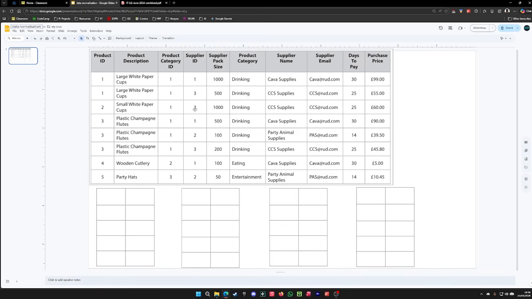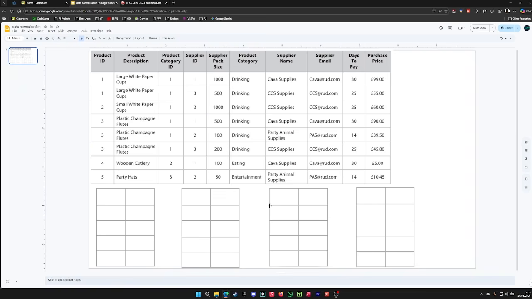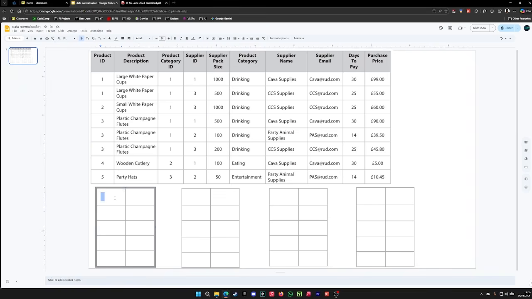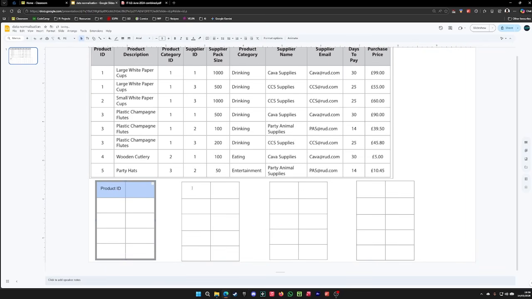So immediately the first thing I'm going to do is look at the IDs. Now we have three: product ID, product category ID and supplier ID. So the first thing I'm going to do is take those three things and put them into their own tables at the bottom. We'll look at how we organize them in just a second. But if we do that first, so we've got product ID. I should have made my font smaller for those boxes, just so we can fit them.